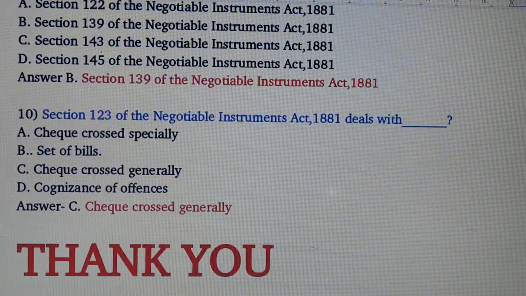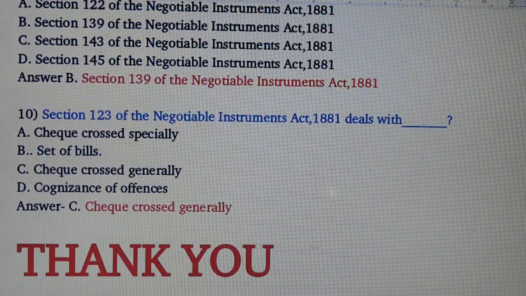1881. Question number 10. Section 123 of the Negotiable Instruments Act, 1881 deals with dash. Answer is option number C, cheque crossed generally.